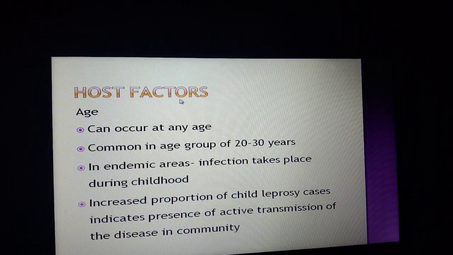What are the host factors? In host factors, we'll study the age. At what age can leprosy occur? Leprosy can occur at any age, in any person. It is common in the age group of around 20 to 30 years in men and women. In endemic areas, infection takes place during childhood. An increased proportion of child leprosy cases indicates the presence of active transmission of the disease in the community.